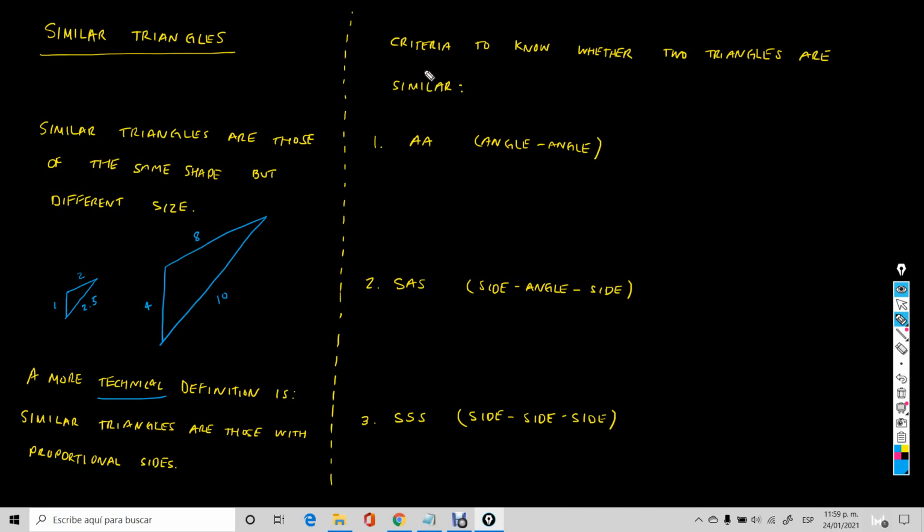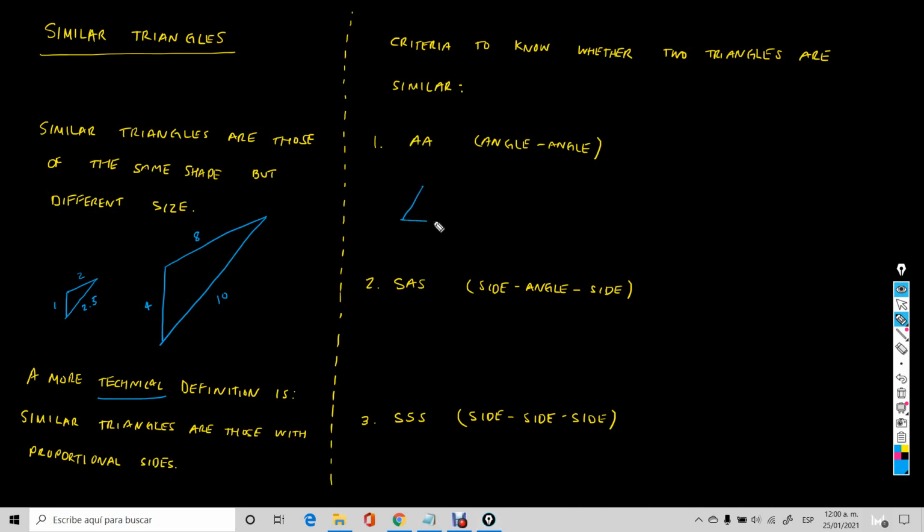Now as you must remember, I believe, there are certain criteria to know whether two triangles are similar. And those criteria are usually known as number 1, AA, or angle angle. Number 2, SAS, side angle side. And number 3, side side side, SSS. So what does this mean? It means the following. I'm going to give examples. For example, the criteria for angle angle means the following.